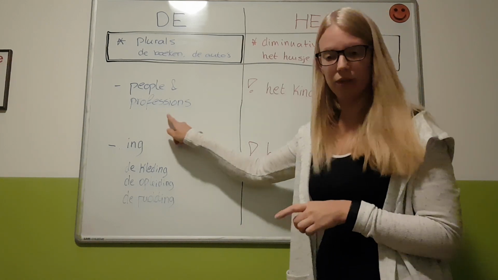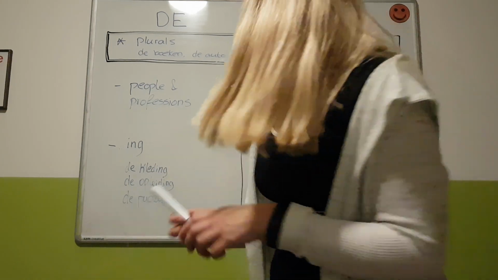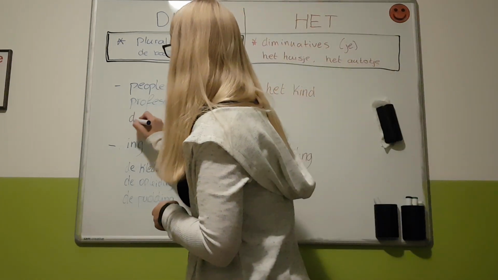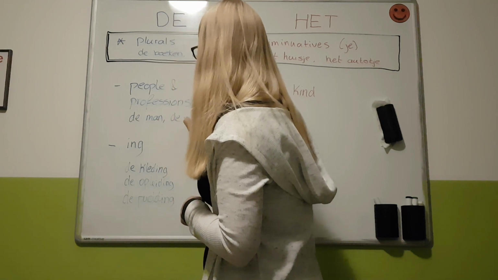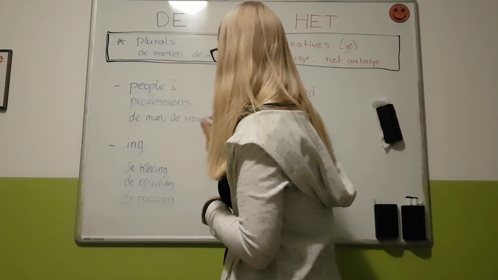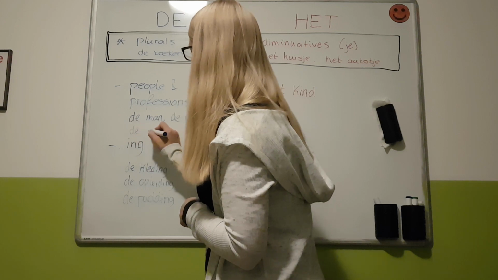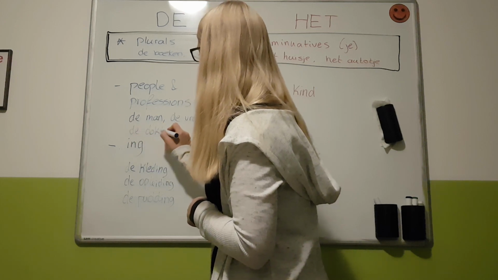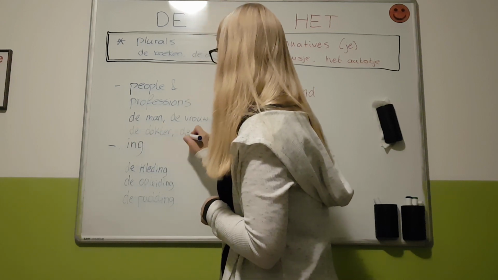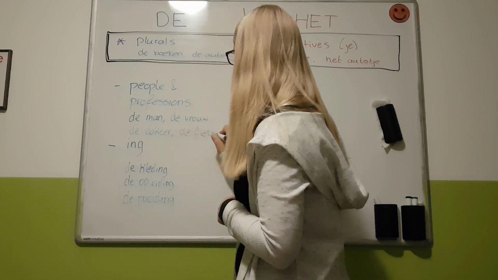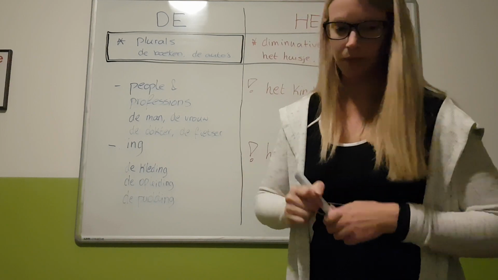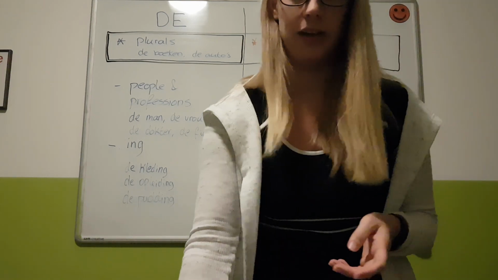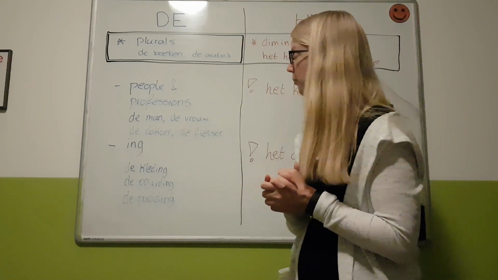I think I'm only missing a few examples here. Let me just write it down for you. De man. De vrouw, de dokter, de fietser, so the man, the woman, the doctor, the cyclist, they're all people or professions, so they're all de.